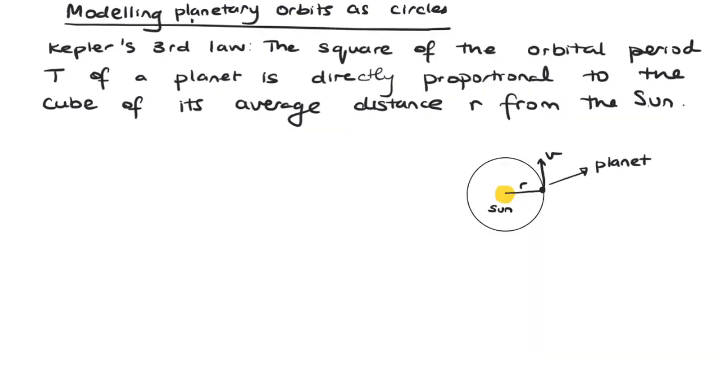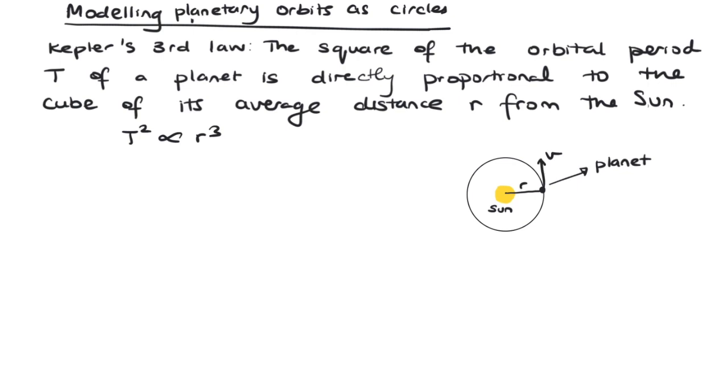Now, planetary orbits can be modelled as circles for simplicity, and Kepler's third law suggests that the square of the orbital period, T, of a planet is directly proportional to the cube of its average distance r from the Sun. So, basically, T squared is directly proportional to r cubed, and this is a relationship we are going to prove based on the information about the forces that we have about planetary, circular motion.